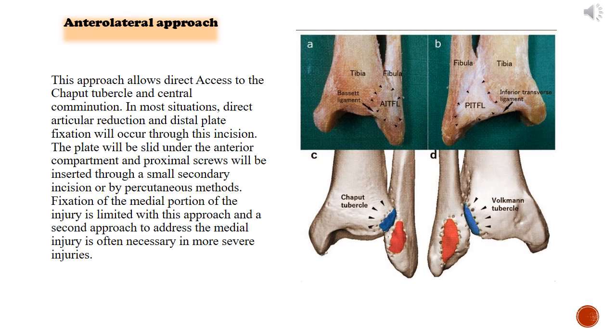Anterolateral approach. This approach allows direct access to the Chaput tubercle and central comminution. In most situations, direct articular reduction and distal plate fixation will occur through this incision. The plate will be slid under the anterior compartment and proximal screws will be inserted through a small secondary incision or by percutaneous methods. Fixation of the medial portion of the injury is limited with this approach, and a second approach to address the medial injury is often necessary in more severe injuries.